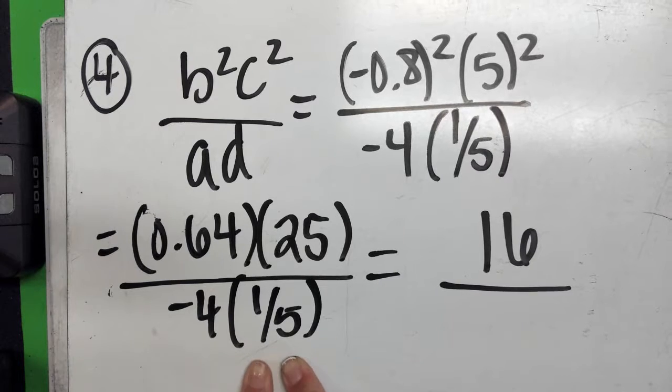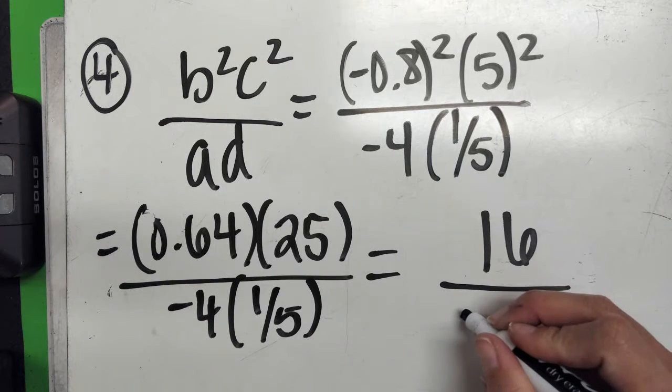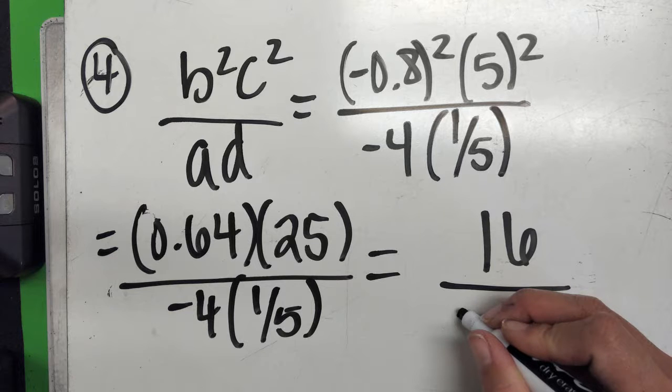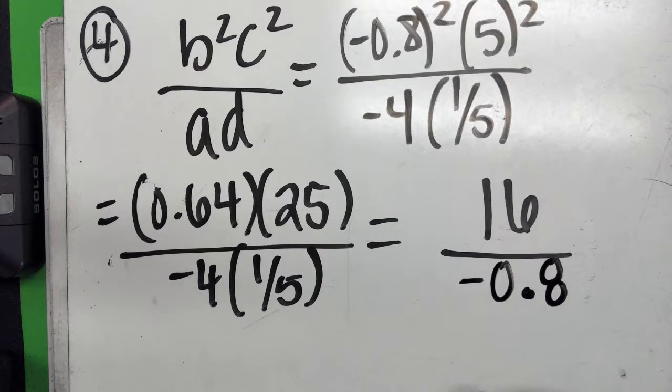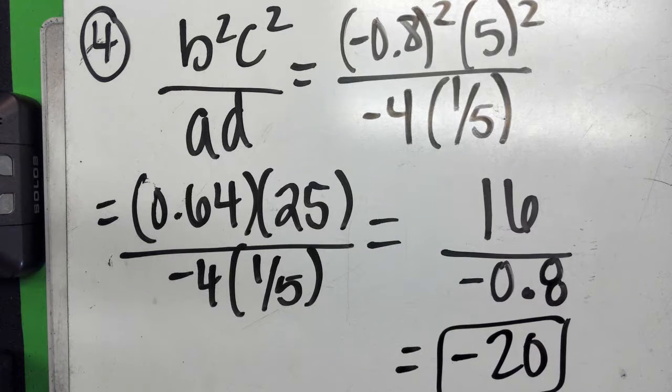So 1 divided by 5, hit enter, then times -4. What'd you get? Negative 0.8. Thank you. And now all we have to do is divide, and that's going to give us what? Negative 20. Sweet. So it's a really ugly problem, but you got a really nice answer. Questions? Everybody's good? Can I erase it? Okay.